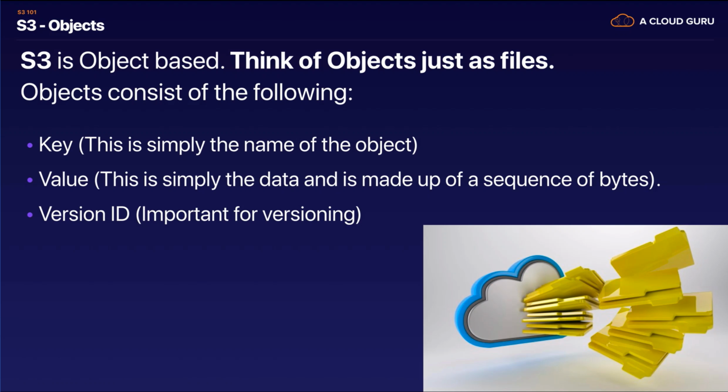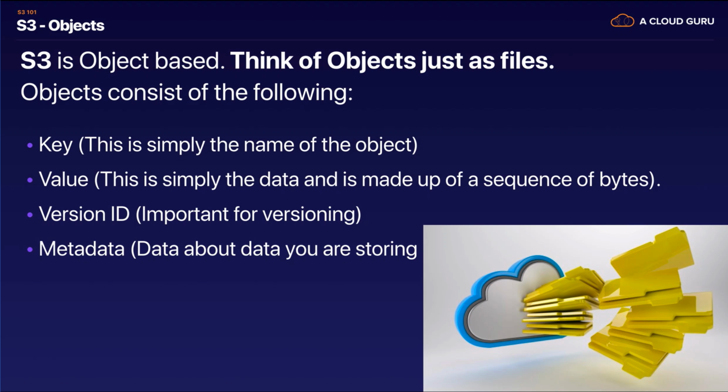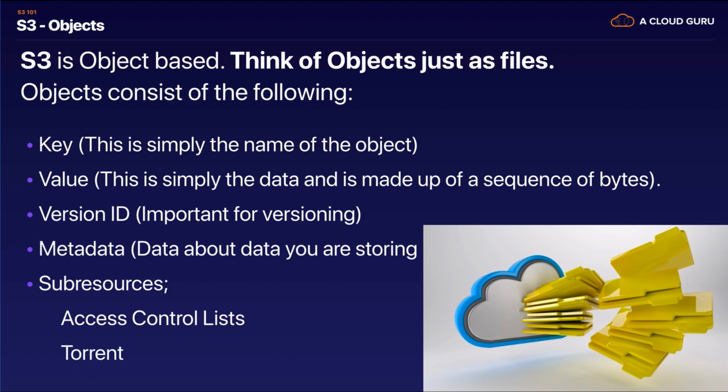You have a whole bunch of other things around it. So you have a version ID, which is important for versioning. We're going to come on to that as we go. We've got metadata. Metadata is just simply data about data that you are storing. And then we have some sub-resources. We have access control lists, and then we have a torrent.